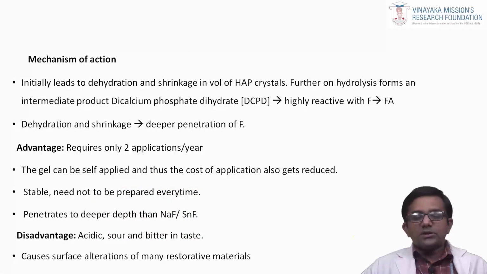So, the mechanism of action is that it leads to dehydration and shrinkage in the volume of the hydroxyapatite crystals. So, it reacts with the dicalcium phosphate dihydrate and reacts with the fluoride that is present in the topical fluoride. So, it forms fluorapatite. So, the fluorapatite that is formed is very helpful in the prevention of dental caries. Why? Because this topical fluoride has fluoride agents. So, it helps in prevention of dental caries, that is, increase in the enamel resistance of the tooth surface.